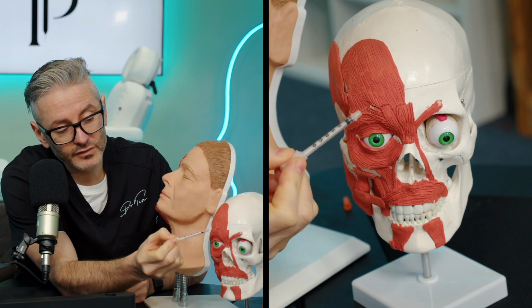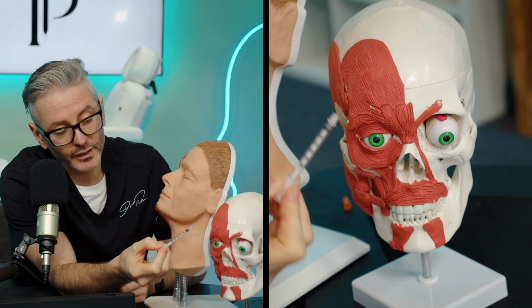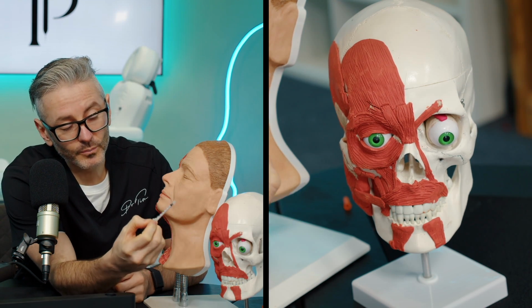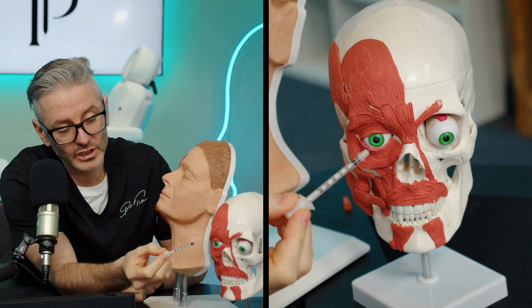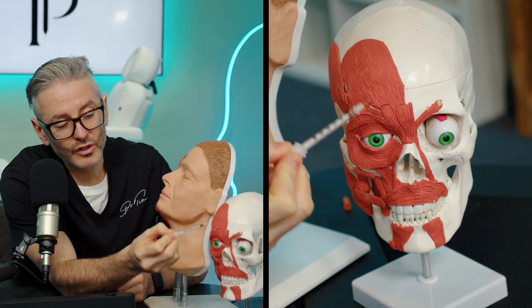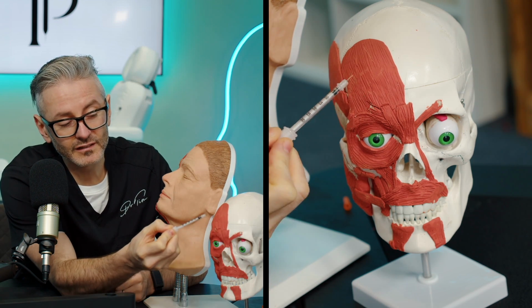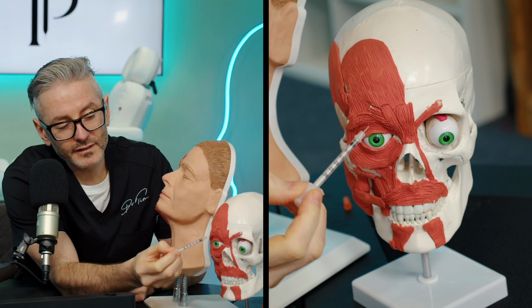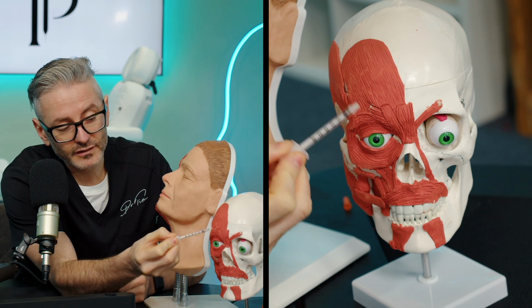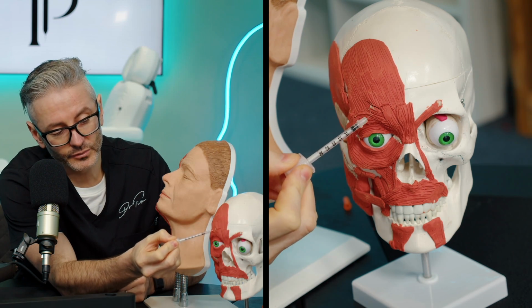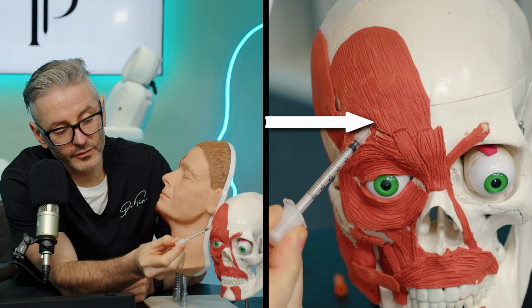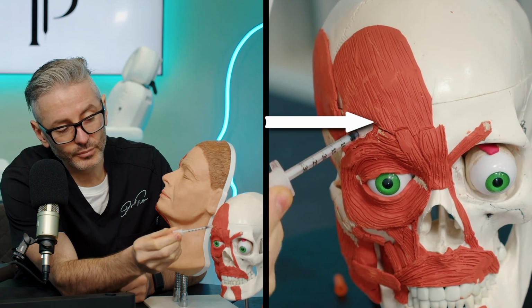I always say the difference between someone who's well-trained and someone who isn't well-trained is a badly trained person knows where to inject, whereas a really good injector knows what the result is when they inject in a slightly different place. So it's about understanding the impact wherever you inject, and that makes you more likely to inject accurately. So let's have a look at this first injection point, which I put about here.